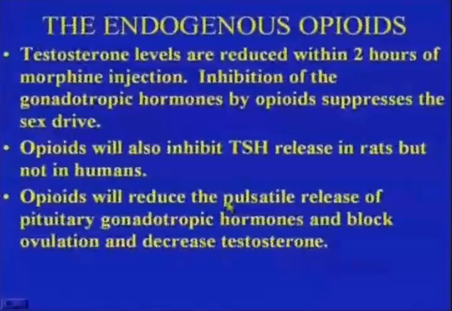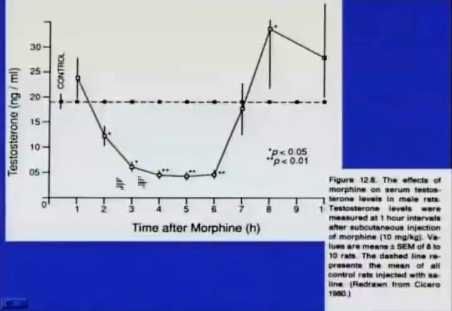So it is inhibiting the pulsatile release of the gonadotropins, LH and FSH, and thereby we would suspect a central effect on GnRH release as well, and we'll consider that in just a moment. But first we take a look at the effects on testosterone.